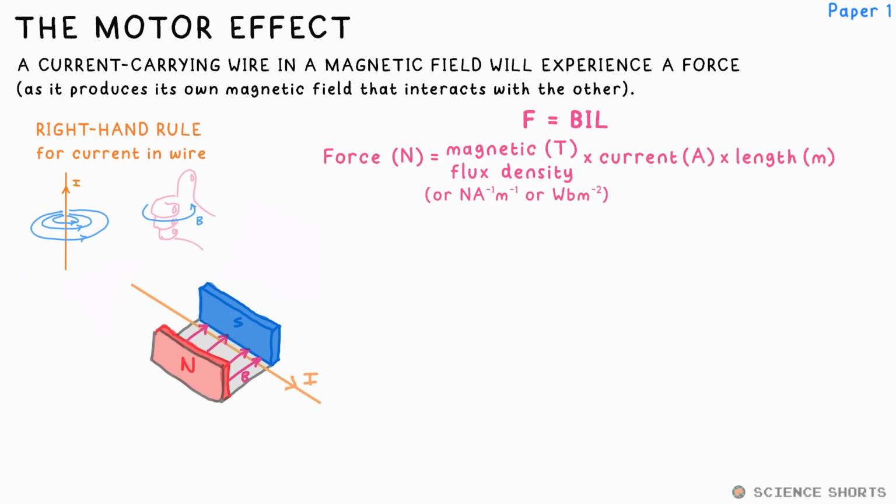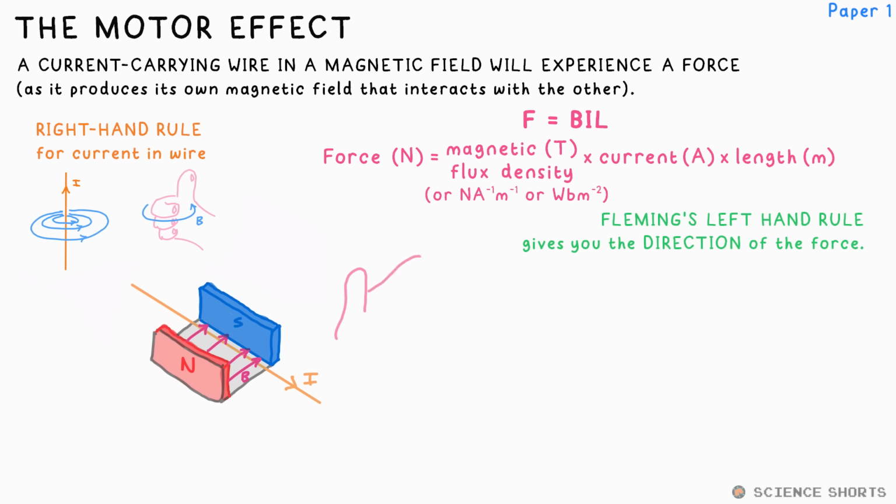So therefore, if the wire is parallel to the field lines, it will experience no force. To find out the direction of the force on the wire, however, we use Fleming's left-hand rule. Your thumb is force, first finger is field, middle finger is current. Make a janky gun with them where they're all perpendicular and bam, freeze, FBI.